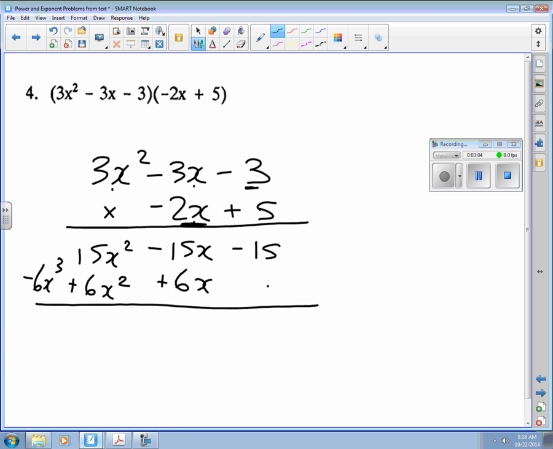Now I just collect my like terms by adding them up in columns. Negative 15 plus 6 would be negative 9x. 15 plus 6 is 21x squareds. And negative 6x cubed. This is a positive, so a plus goes here.